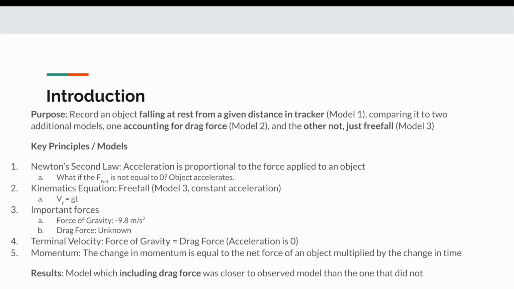The result for this lab was that the model which included drag force was closer to the observed model than the one that did not.